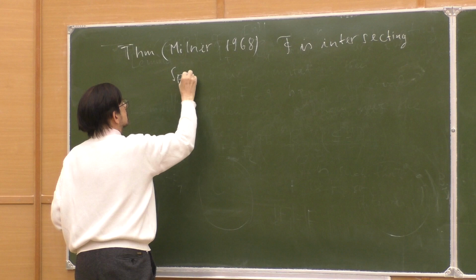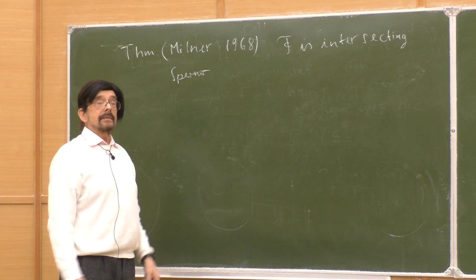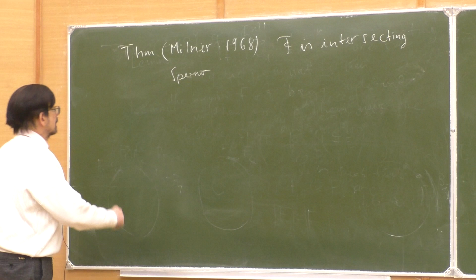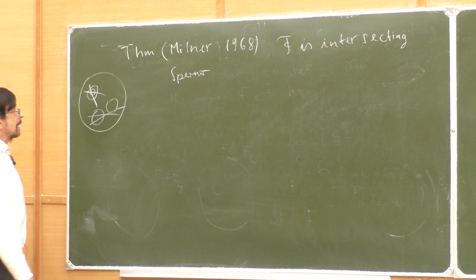So you understand that any two sets are intersecting, the intersection is non-empty, and no one is a subset of the other one. So first we excluded this one, in the second we excluded this one, and now we exclude both of them.